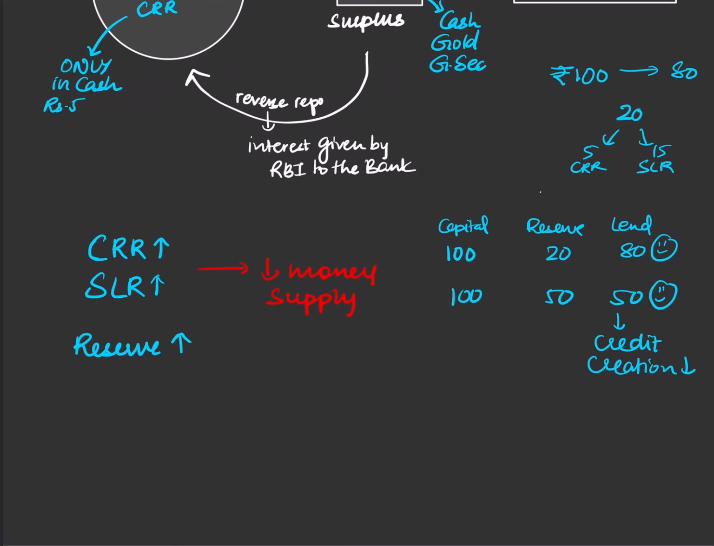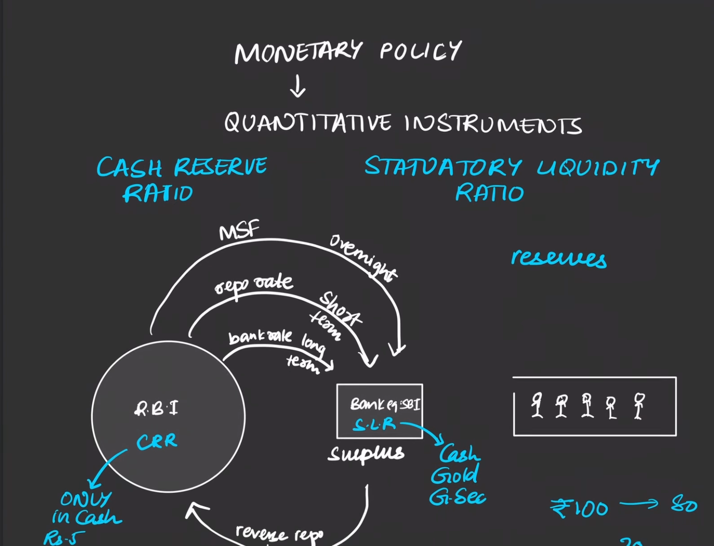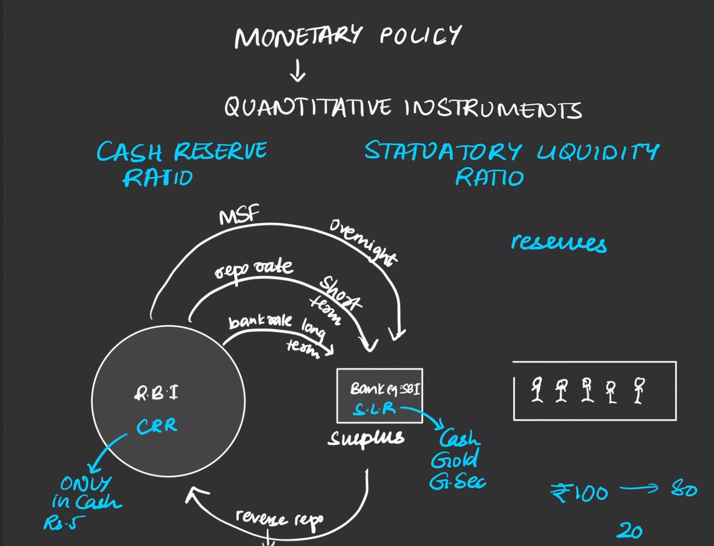And the same applies here. When the reserve decreases, there's an increase in money supply. So if you have 100 and the reserve decreases to 10, now they can give loans for 90 rupees. So this is how the RBI uses the reserve to control the money supply in the economy.